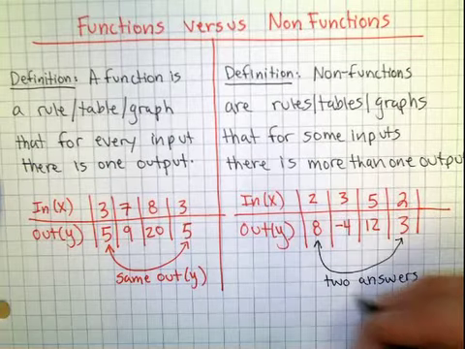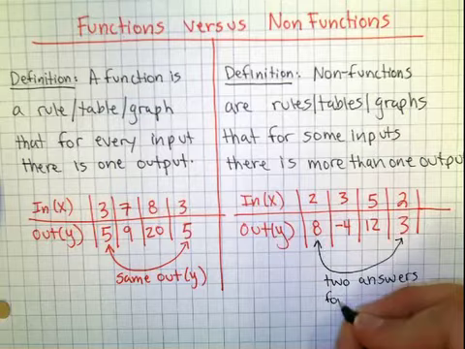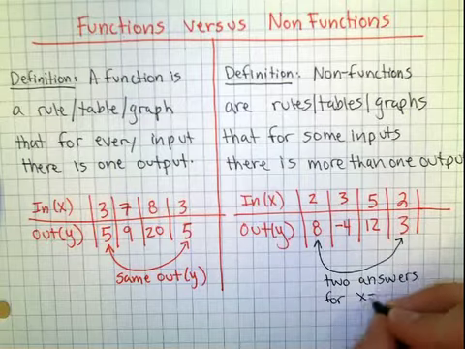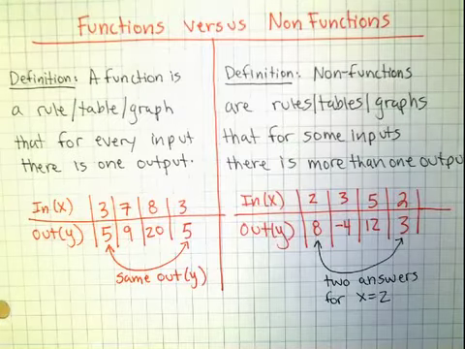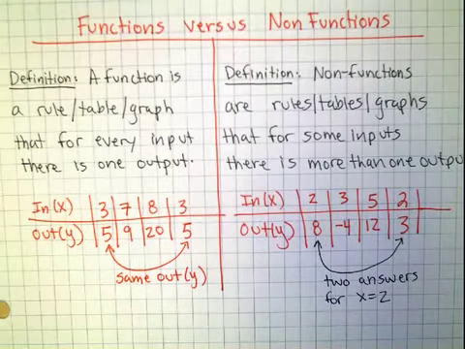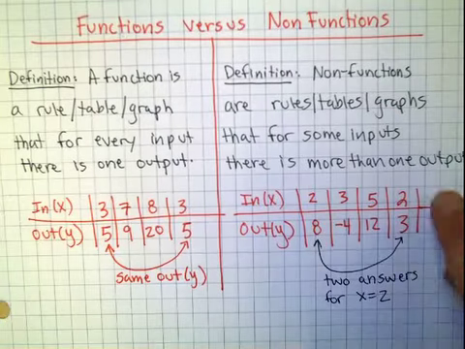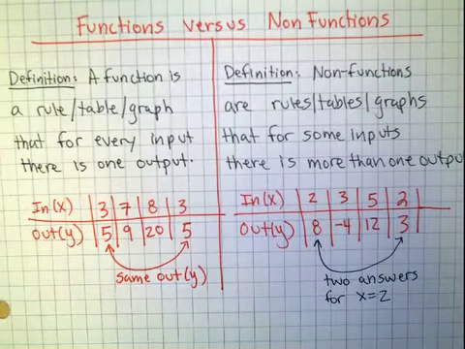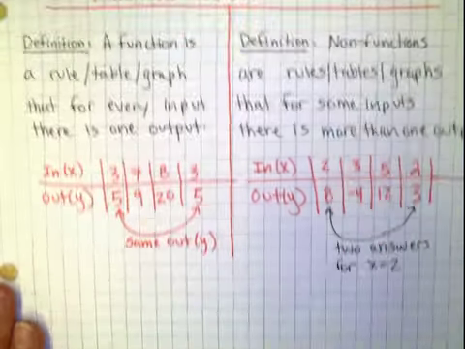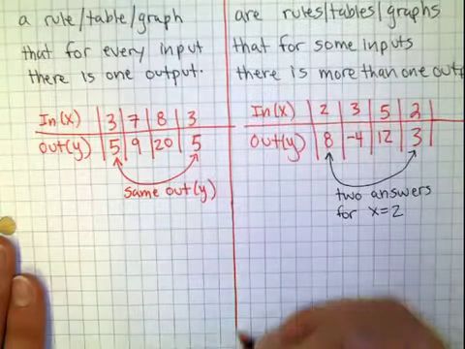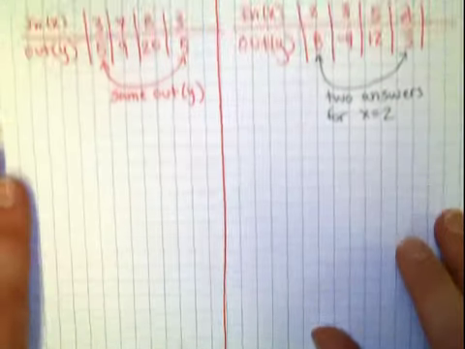Two answers, or 2 outs for the same input, for x equals 2. We got 8 and 3. That's what a non-function is. When you get 2 answers, or what if I put 2 in and I got a third answer? That's not a function. So here's what it looks like in a graph. Let's keep this table going. We're going to make it big.